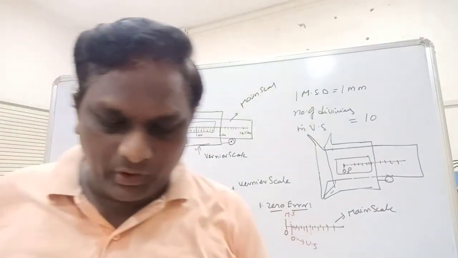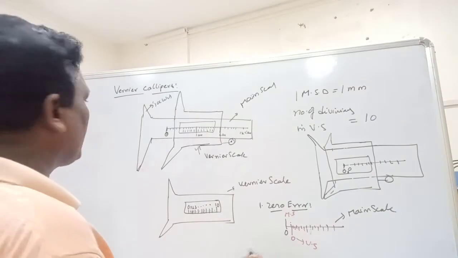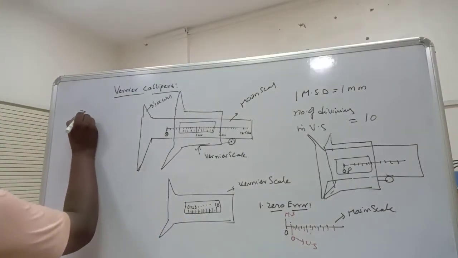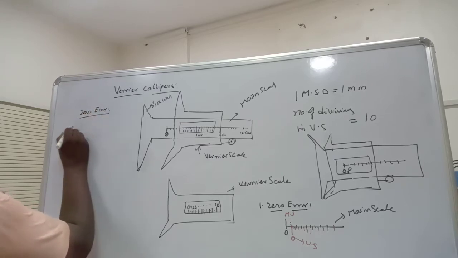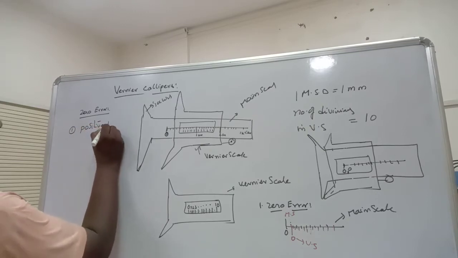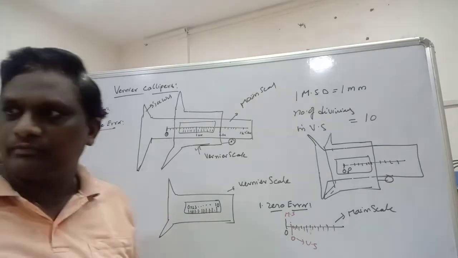See, now I am going to explain the positive error. So where is the positive error? Where should I write? Shall I write here? Here. So in zero errors, the first one is the positive error. Positive error. What is the positive error that we can see?